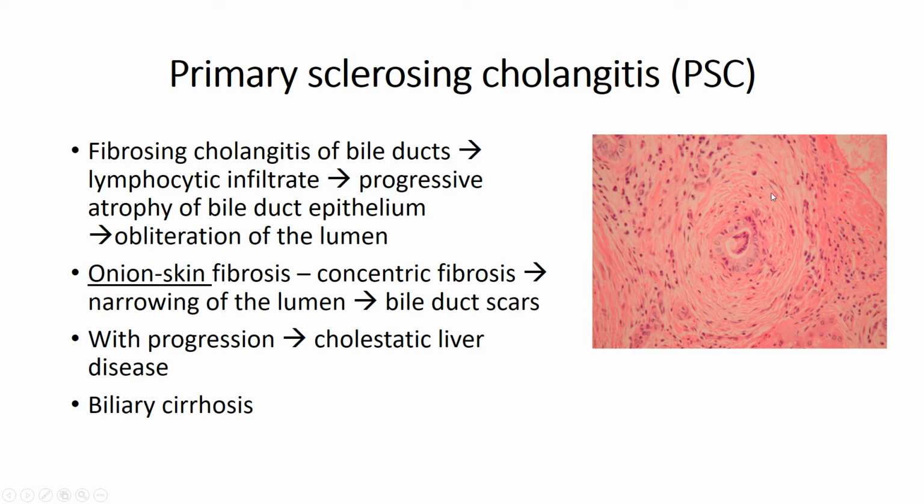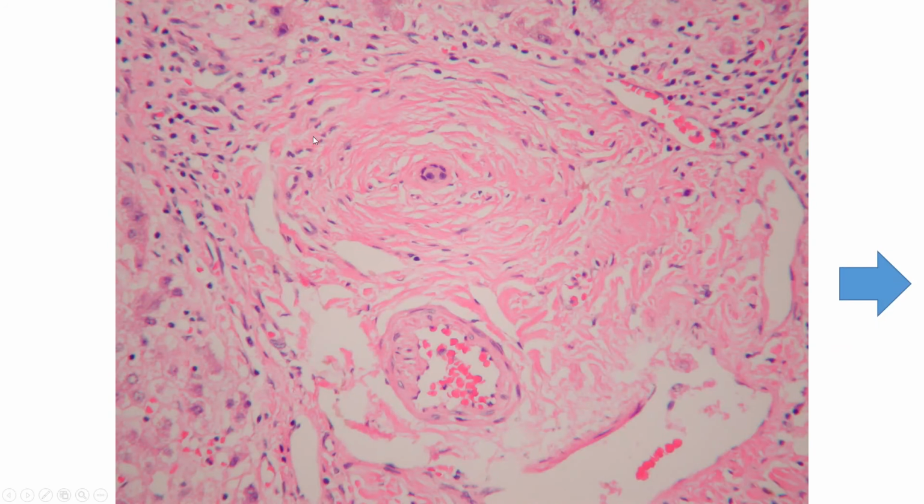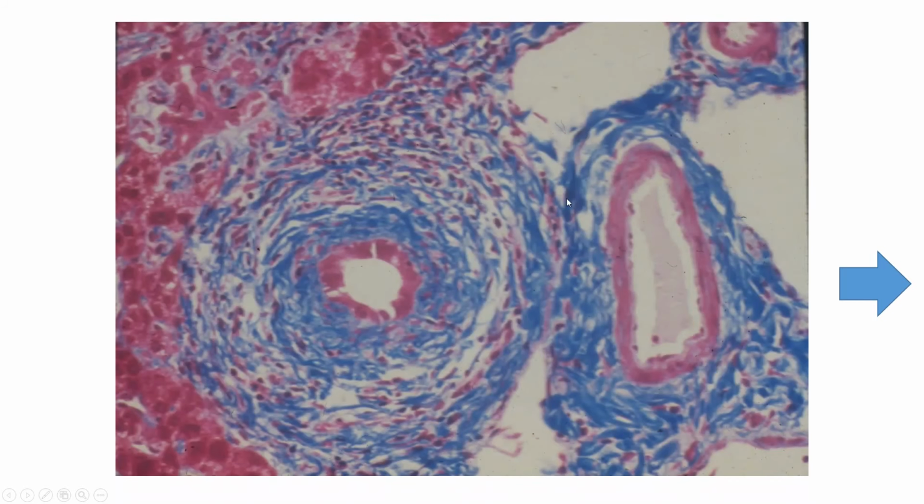So here again is an example of onion skin fibrosis. It's concentric around this bile duct, which then leads to narrowing of the bile duct. And with progression, the patient manifests with cholestatic liver disease and finally biliary cirrhosis. So here we have the artery. The original bile duct would have been the same size, but now we have 1/20th of the original size, and you see this concentric fibrosis.